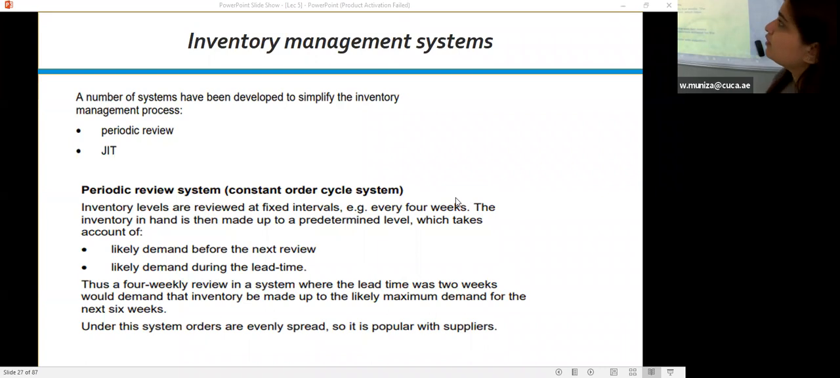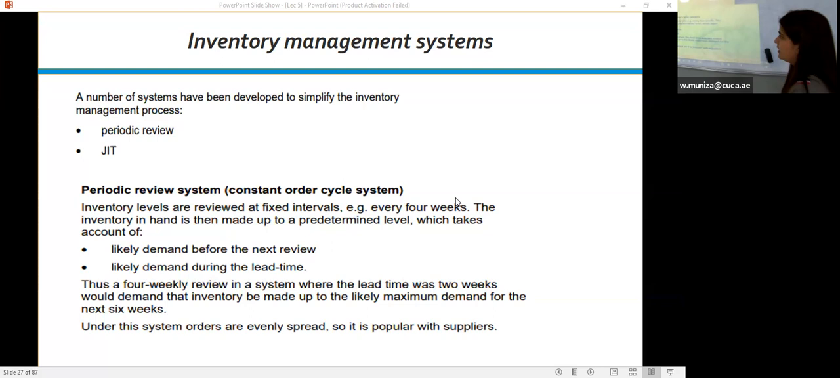They say a number of systems have been developed to simplify the inventory management processes: periodic review and just in time. Periodic review systems, constant order cycle system. In this, a constant order cycle will be there. The reorder level can change, but the reorder quantity will be the same. Inventory levels are reviewed at fixed intervals, that is every 4 weeks. The inventory in hand is then made up to the predetermined level, which takes account of likely demand before the next review, likely demand during the lead time.